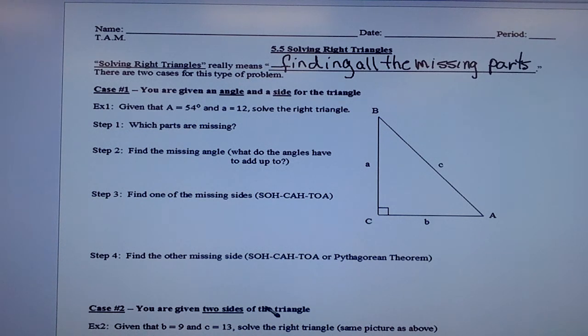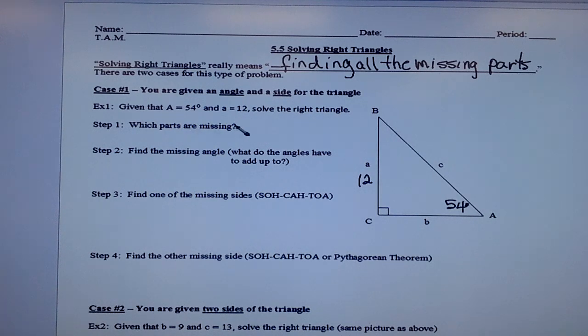All right, so let's take a look at our first case. We have triangle ABC and we have sides A, B, C. You are given an angle and a side, and we want to find all of the missing parts. So we're given angle A, so let's label that angle A is 54 degrees. We're given side A as 12. We always have angle C, that's our 90-degree angle. So we do now have three parts of the triangle. We need to find the remaining three.